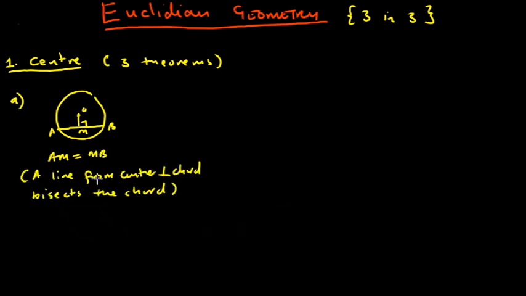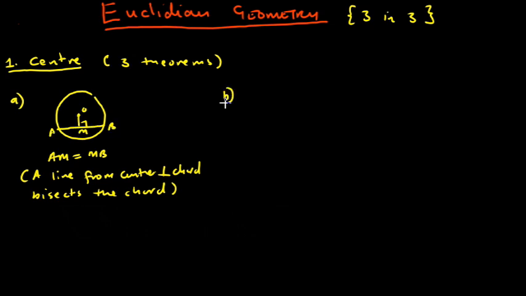It's because a line from center perpendicular to a chord bisects the chord. So this is a line from center. OM is coming from center, and then AM is equal to MB because AB is a chord.